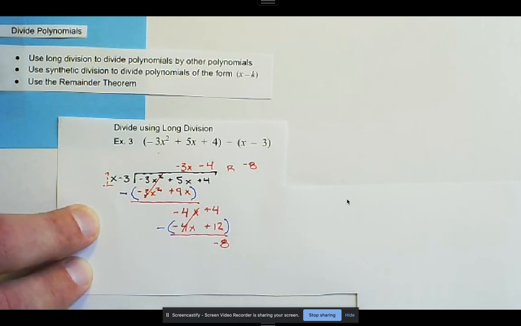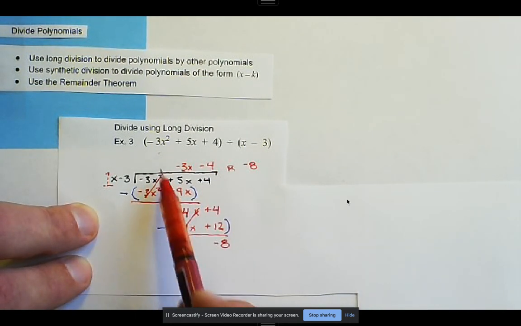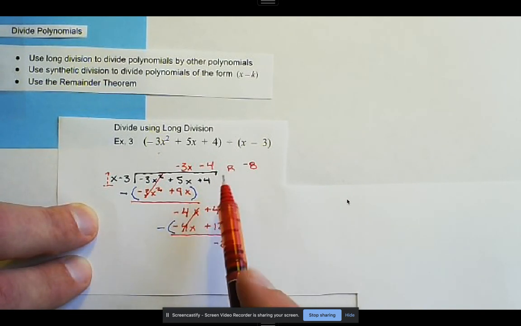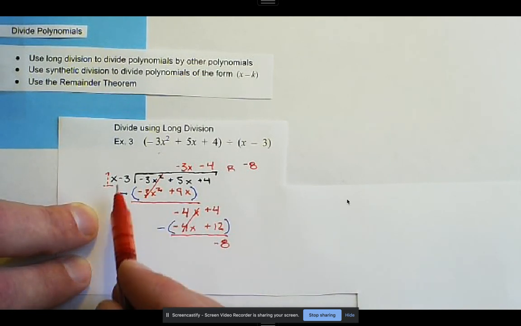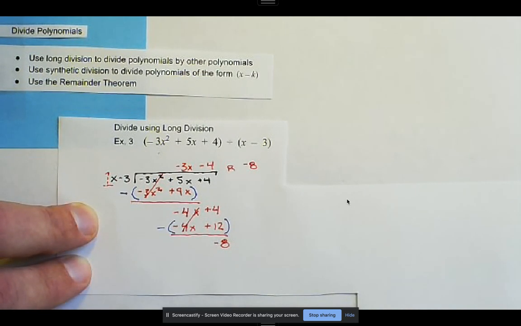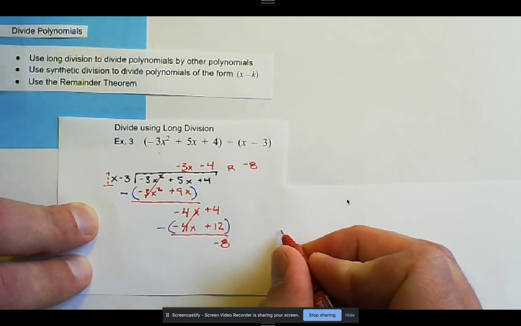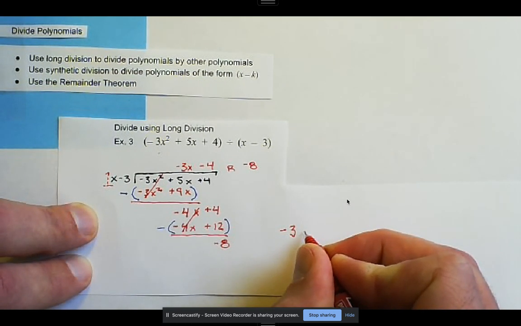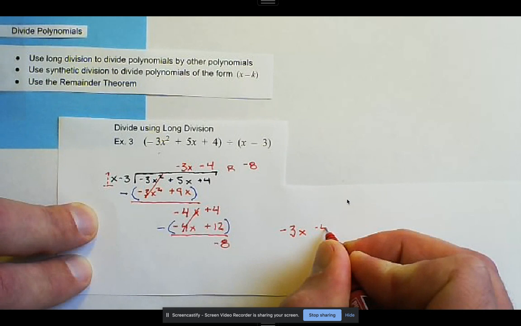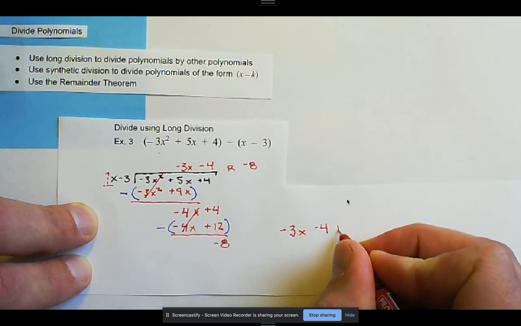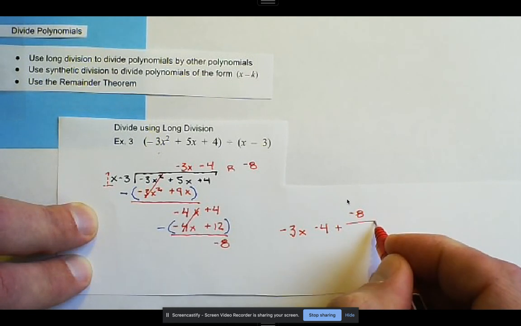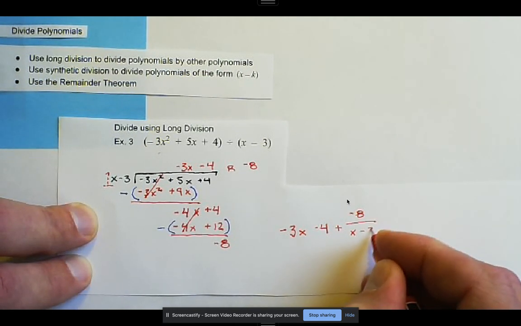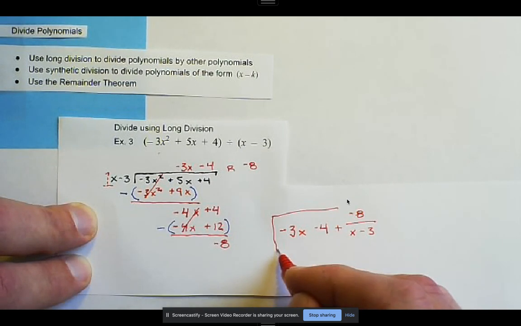And the way that we write this is the same way that we wrote it earlier. We take the polynomial that we calculated here, and then we simply add our remainder divided by the binomial that we were dividing into it earlier. So the final answer will be negative 3x minus 4 plus our remainder, in this case, which is negative 8, over x minus 3. And then that is our final answer.